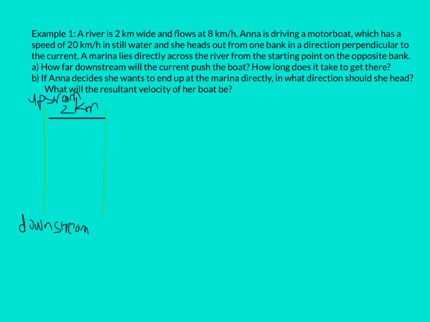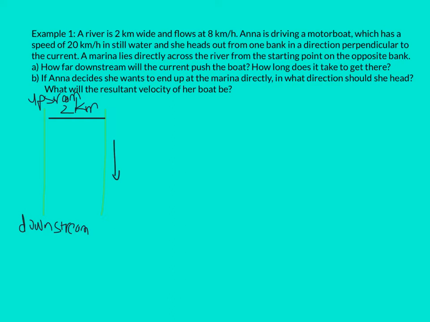So Anna is driving a motorboat which has a speed of 20 kilometers an hour in still water. So that would be her velocity relative to the water. And she heads out from one bank in a direction perpendicular to the current. We've already figured out that the current is going to flow that way. A marina lies directly across the river from the starting point on the opposite bank.